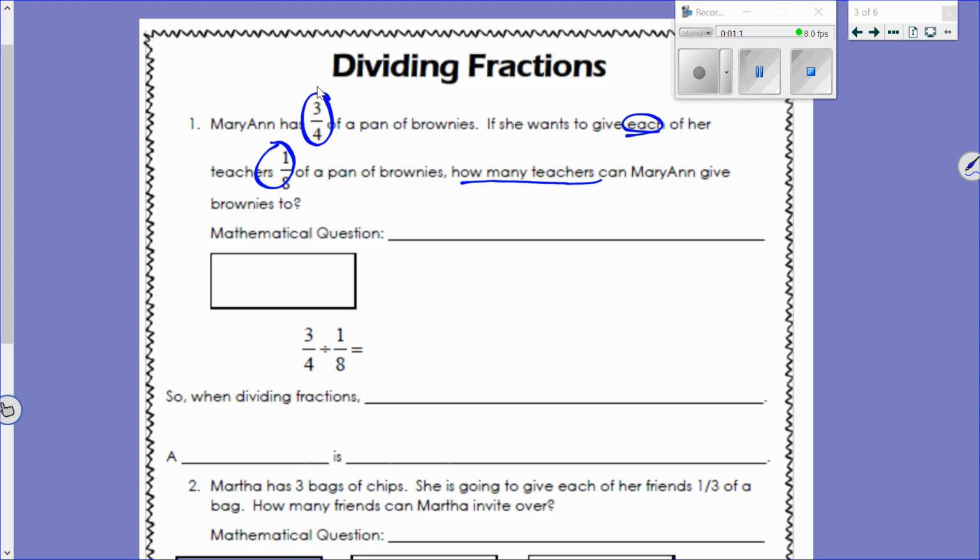Kaden? How many friends should you give brownies to? Okay, that's what the actual question is. But mathematically, what are you trying to do? I'll give you a hint. Am I looking at 3/4 of the 1/8 or 1/8 of the 3/4?